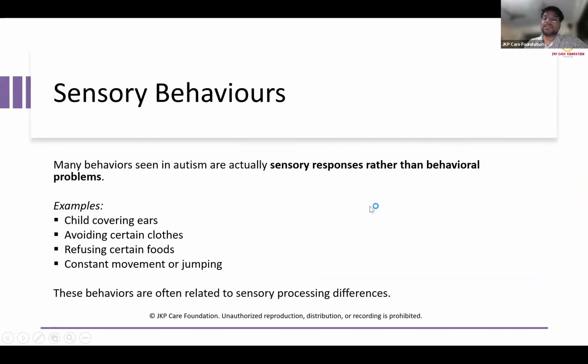Many behaviors seen in autism are actually a sensory response rather than a behavioral problem. When I am getting too much input, I try to shut down my input, try to manage what I'm receiving, and that is my meltdown. I'm getting too much input, and I'm not able to process, I'm not able to integrate. Then what do I do? I go into a stage of shutting down. I close my ears, I close my eyes, because there is already input left to be processed. So I want input to stop.